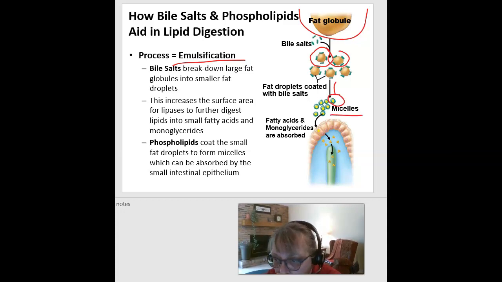So the reason we want fat globules to be smaller is that it increases the surface area for pancreatic lipases to get at the fats and break them down. And bile salts do that too. So what happens for absorption is these micelles are what actually get absorbed across the wall of the small intestine.